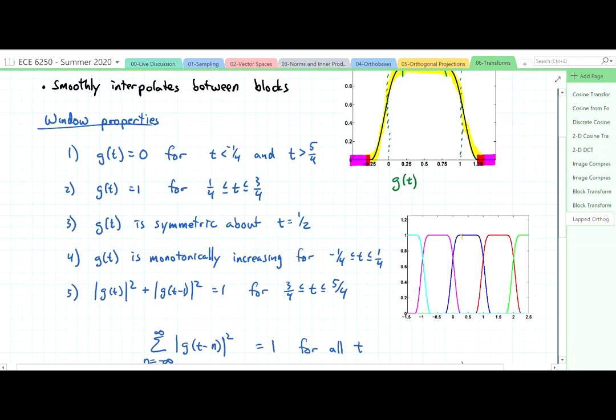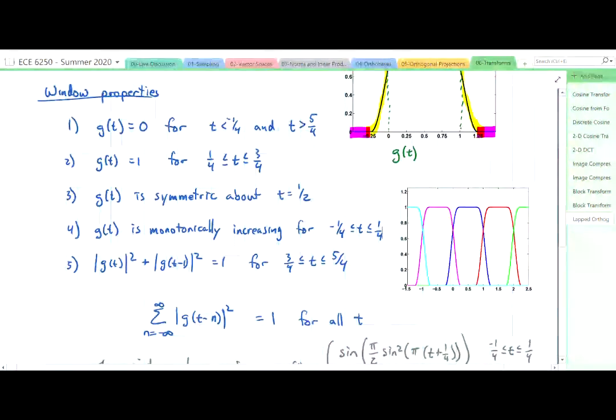And of course, if we square the window right here at the top, it already equals 1, so squaring it, it'll still be 1. And the result is that when we sum up all integer shifts of the windows, and square and sum them up, they equal 1 for all t. So that's an important property. Okay, now that we have this window, let's see what we can do with it.